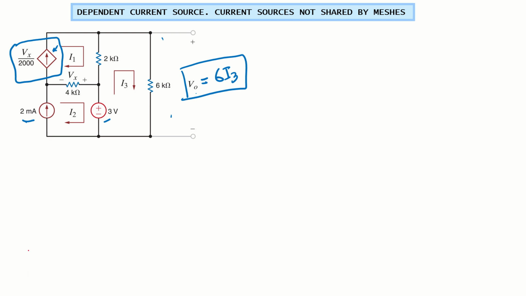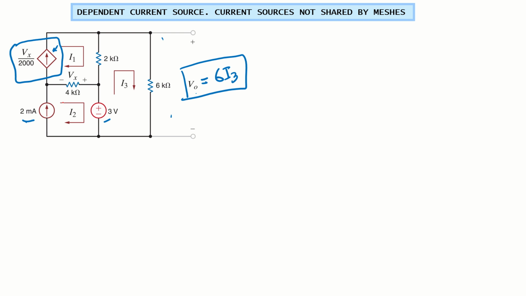Our approach will remain the same, like we have learned in the last examples. Define the loop currents and then get the equations for each loop. If we have dependent sources, we just need to write another equation for that, and we can get our desired variable values based on that.